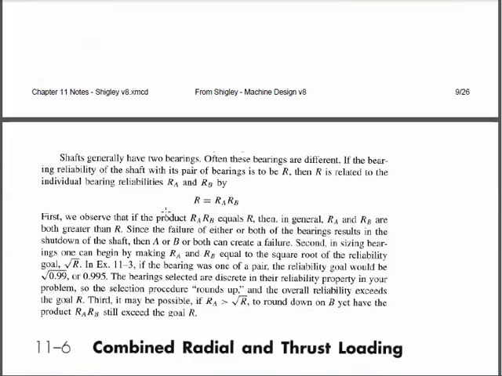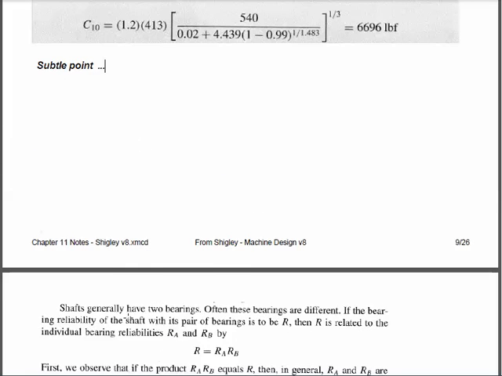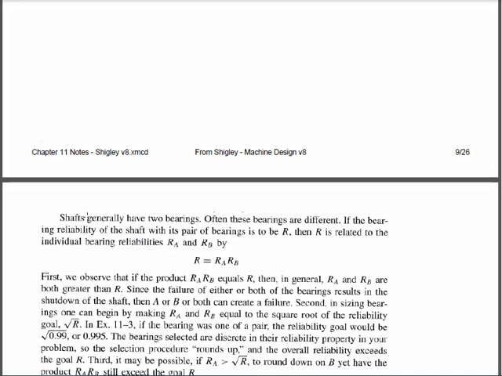Here is what I labeled subtle point, and this is important. A shaft generally has 2 bearings. If either bearing fails during the life of the machine, then it doesn't matter if the other bearing survives. That shaft is out of commission if either one of the bearings fails. So we need to talk about the system reliability of a set of bearings working on the same job together, such that they all survive and reach the reliability that you want.